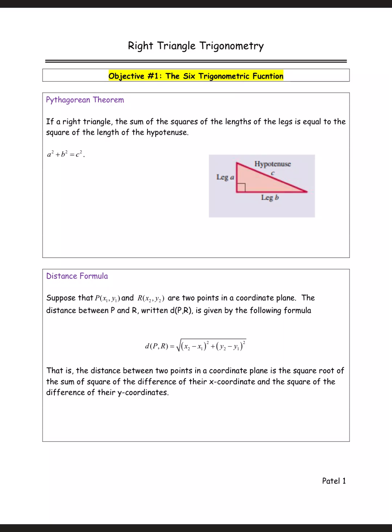Right triangle trigonometry. Pythagorean theorem. In a right triangle, the sum of the squares of the lengths of the legs is equal to the square of the length of the hypotenuse. A squared plus b squared equals c squared.